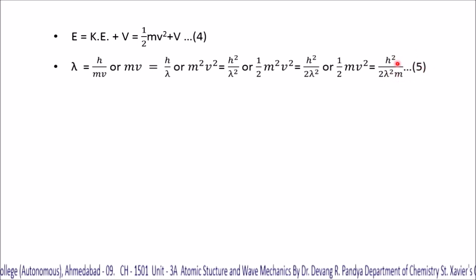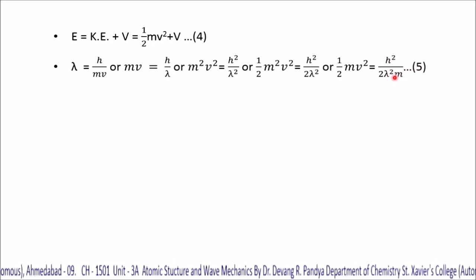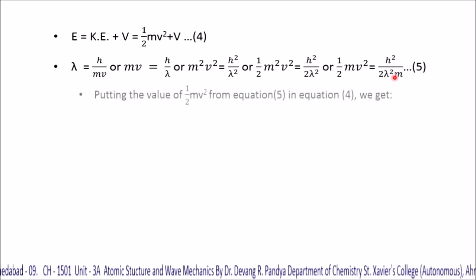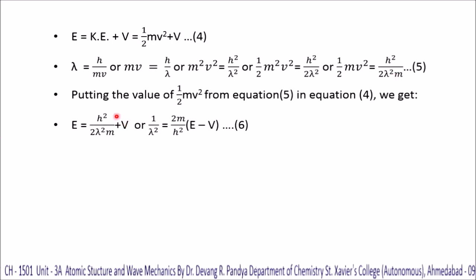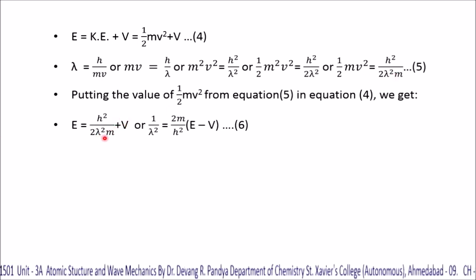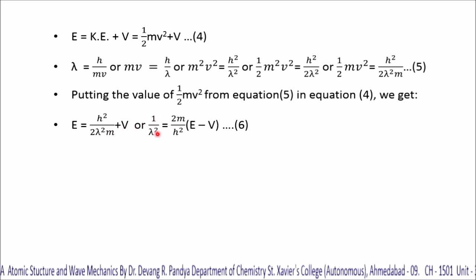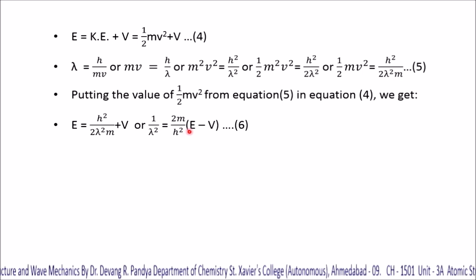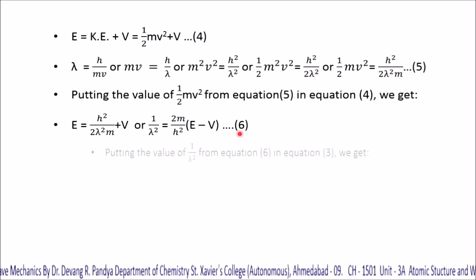We number it as 5, and then we need to put the value of this half mv square from equation 5 in equation 4. We will get E is equal to h square upon 2 lambda square m plus v, or 1 upon lambda square is equal to 2m upon h square into bracket E minus v. Number this equation as 6.